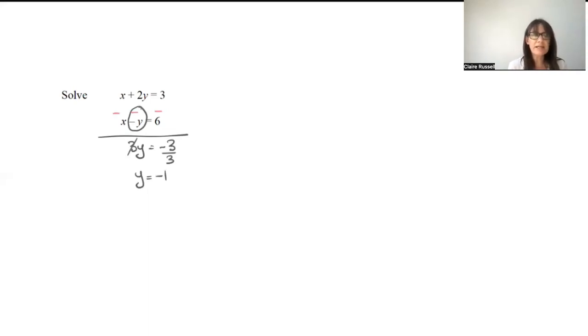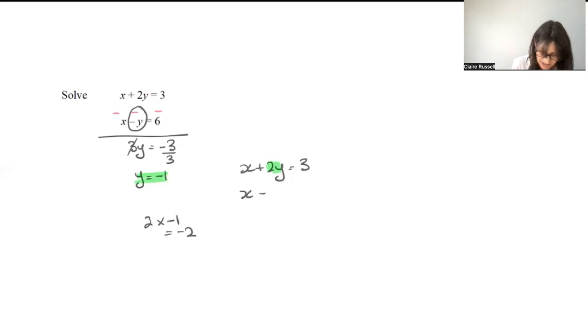Now you choose the simplest. I quite like the look of the top one, so I'm going to use that one. x plus 2y equals 3. 2y I can work out because I know what y is. y is -1. 2 times -1 is equal to -2. So what I've got now is x minus 2 equaling 3. Then get x on its own. x must equal 5. So you'd write on the dotted line, y equals -1, x equals 5.